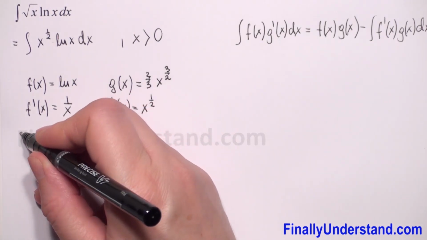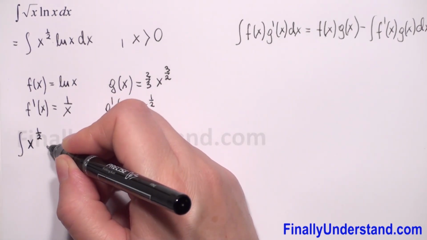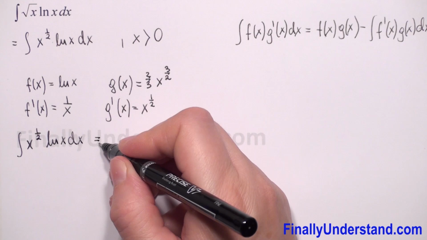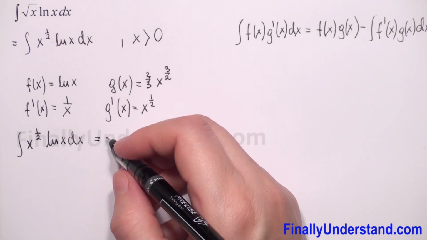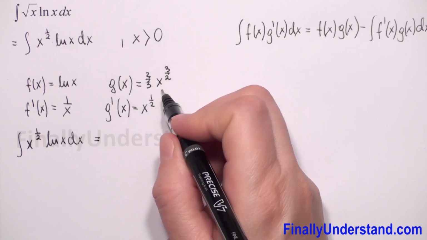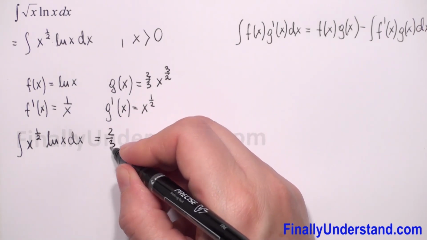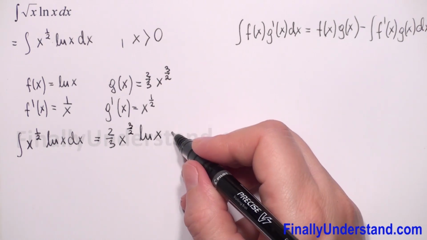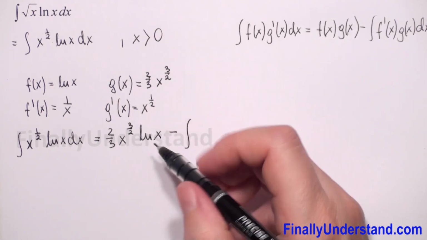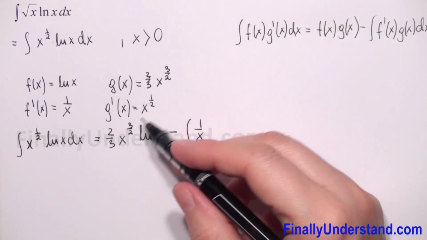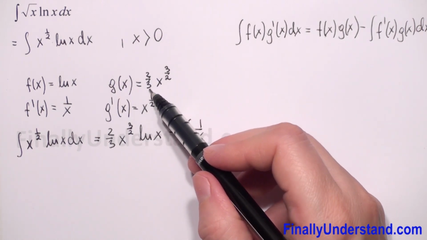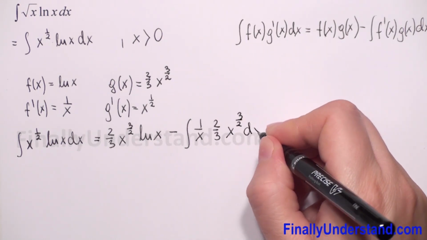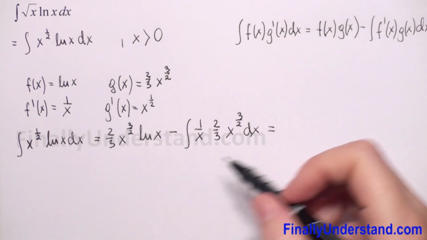So our integral of x to the power 1/2 times natural logarithm of x with respect to x will be equal to: we have f times g, so I will put this fraction first, so it will be 2/3 x to the power 3/2 times natural logarithm of x minus, we have the integral of f prime, which is 1/x, times g, which is 2/3 times x to the power 3/2, with respect to x. This is equal. We have to copy the first expression.